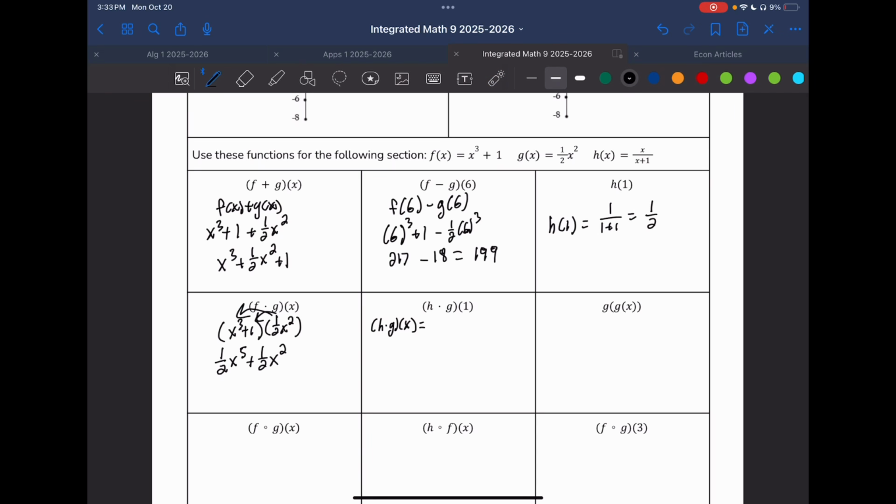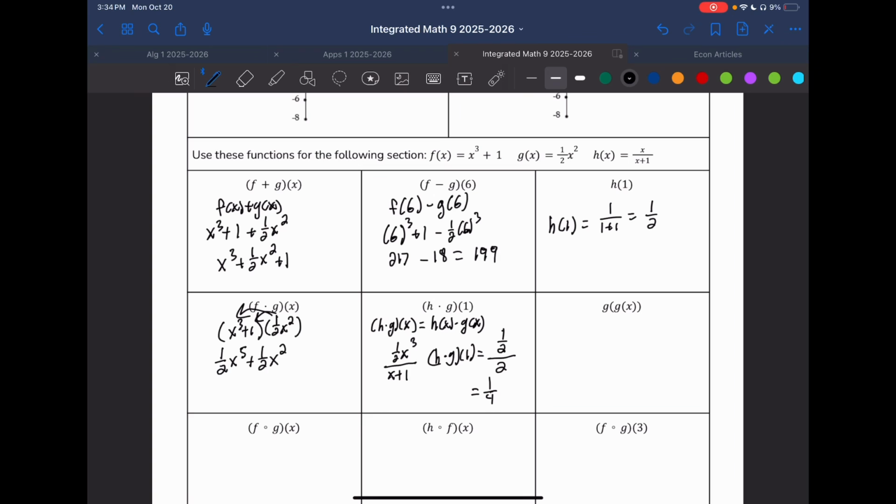So we can either find h times g of x, which is h of x times g of x, which is going to be 1/2 x cubed over x plus 1, right? Just taking h of x, multiplying it by g of x. And then if we want h times g of 1, we plug 1 into that. And we're going to get 1/2 over 2, which is the same as saying 1 over 4.